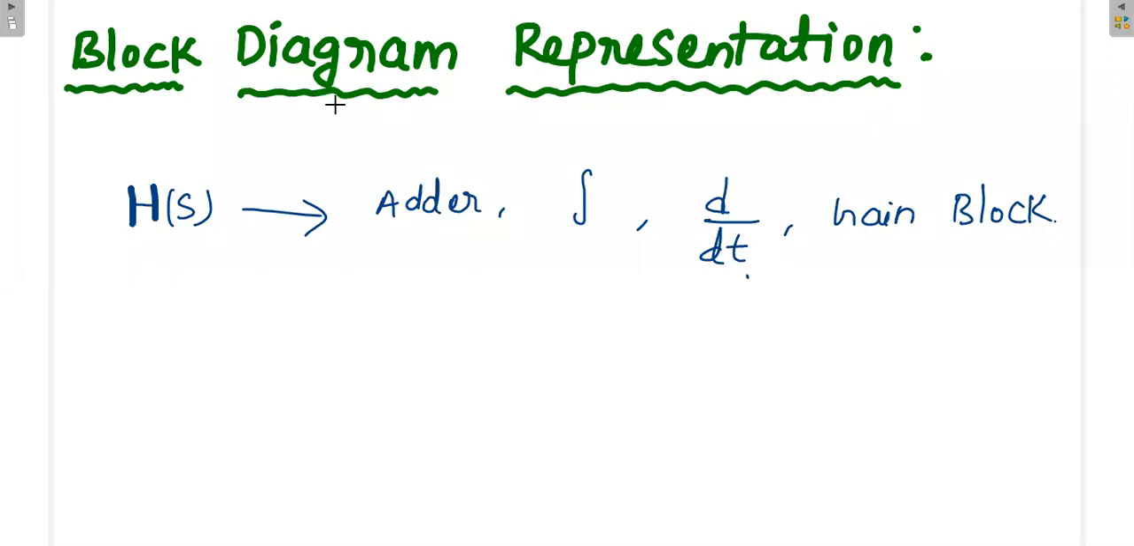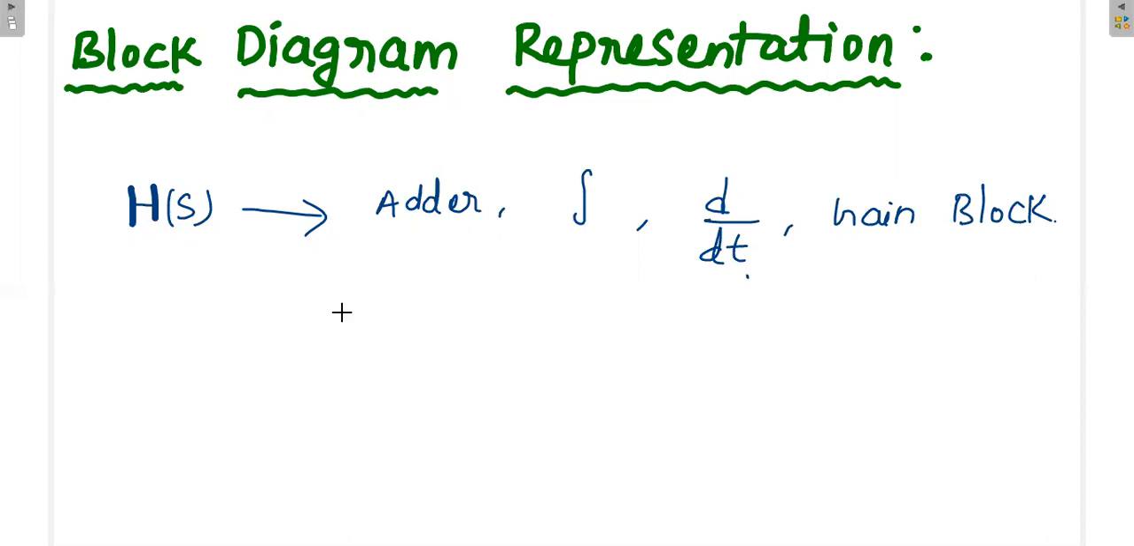Today we'll see block diagram representation. Once the system is defined in terms of a differential equation, we can easily find H(s), the system transfer function. In general, the system is made of components that perform some mathematical operation. It may be addition, integration, differentiation, and sometimes some branches may also provide gain. So our system can finally be represented with the help of these basic elements.